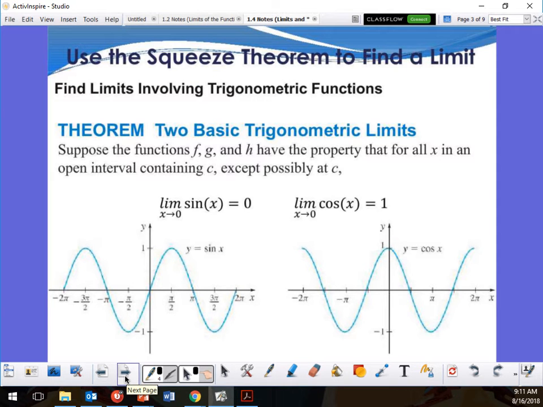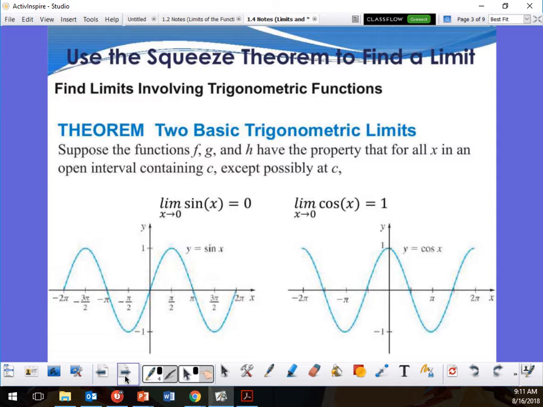Alright, so find limits involving trigonometric functions. Suppose that functions f, g, and h have properties that for all x in an open interval containing c, except possibly at c. Now, the limit of sine at 0 is 0, right? So, sine wave, basically, right? Yes? Okay, so since you guys already know this stuff, this is a refresher on some of the stuff, and hopefully it will concrete what you already know.